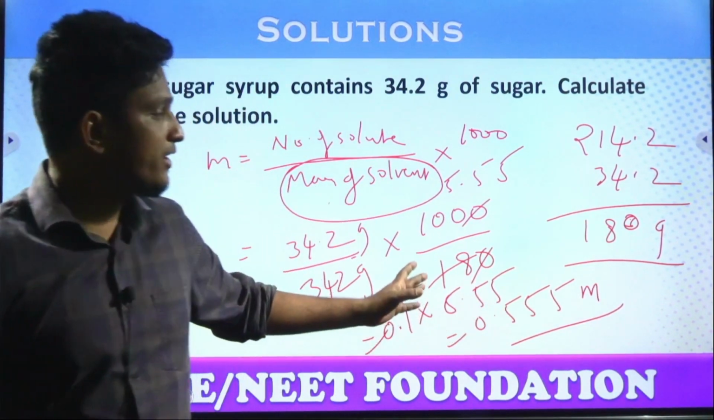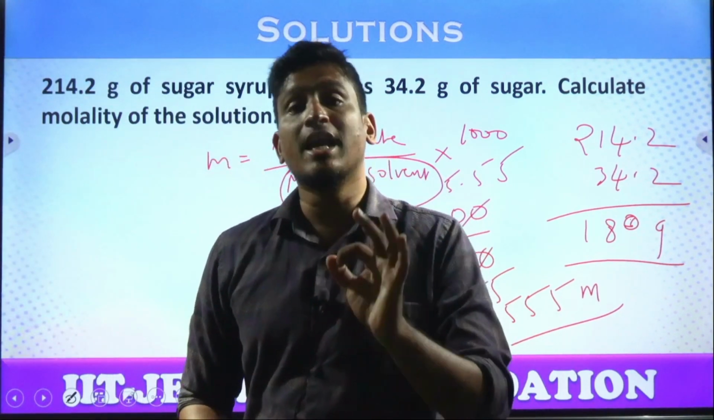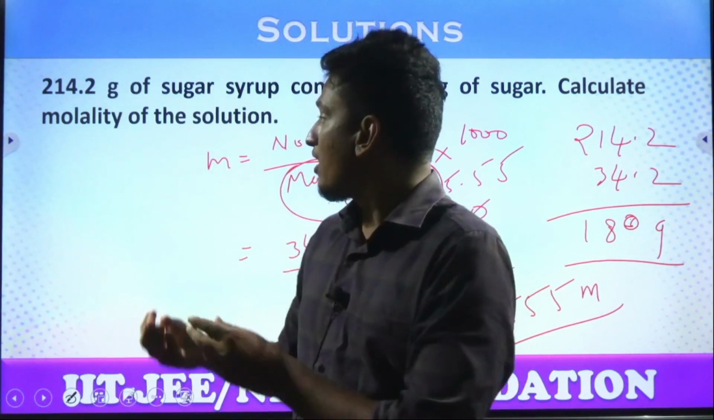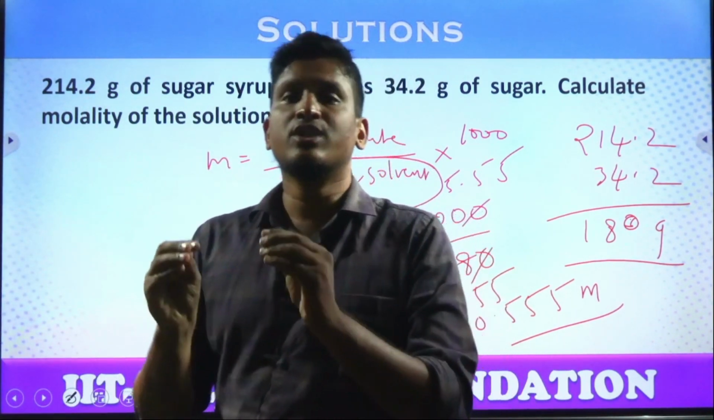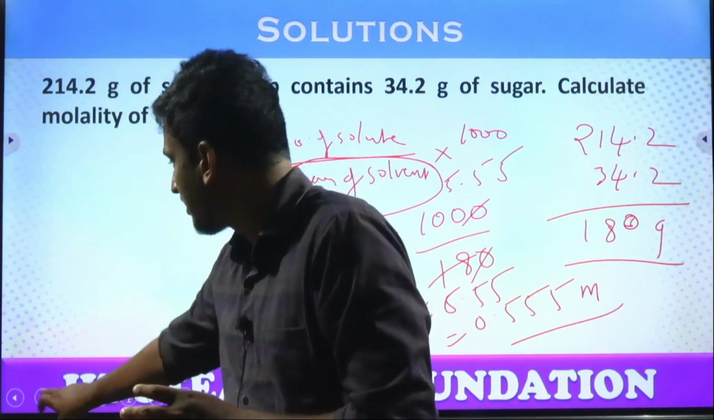So what is the answer? 0.555 molal. For molarity you have to say molar. For molality you have to say molal. So what is the molal expression? Number of moles present in 1 kg of solvent. So these are all the concentration expressions, students.